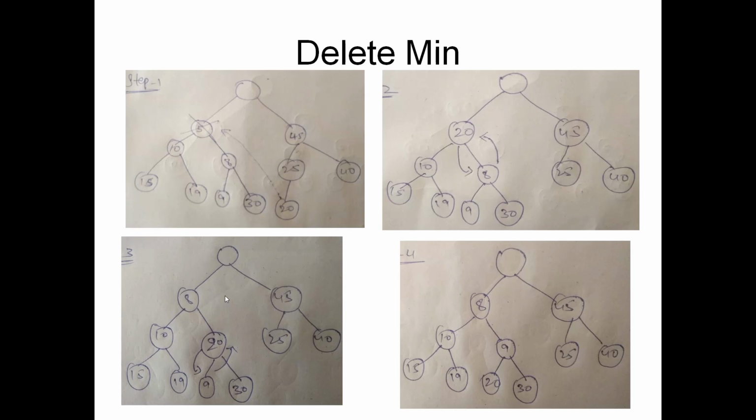So 20 is greater than 8, so it should come down. It swaps between 8 and 20. 8 goes upward and 20 goes downside. And in the third step, it again compares with the below element, that is 9. Now 9 or 30, but 30 is greater, right? So we take 9 and 20 is greater than 9, so it again swaps. 9 goes upward and 20 goes downside, and this is the final deep binary tree after deleting element 5.